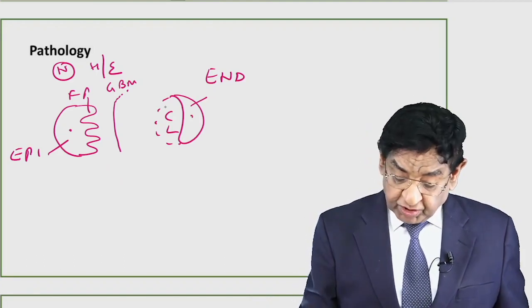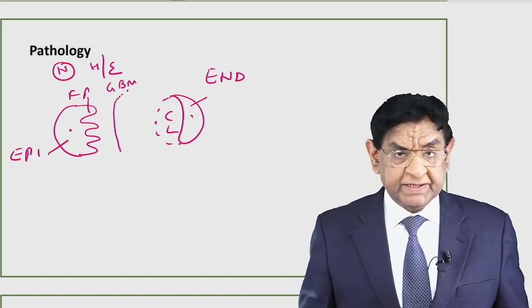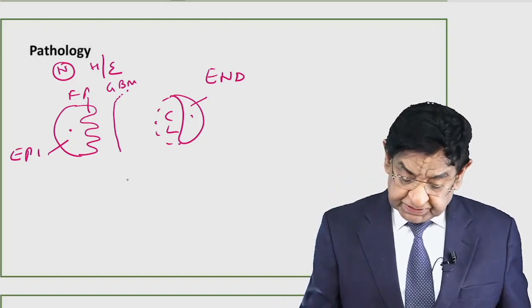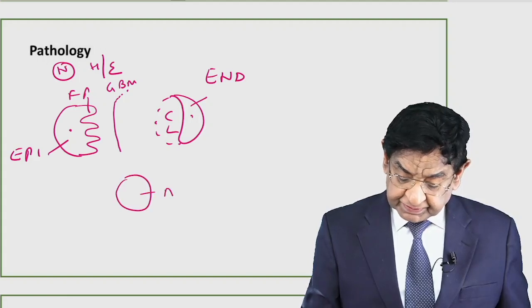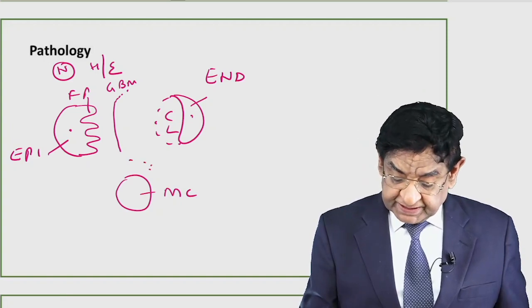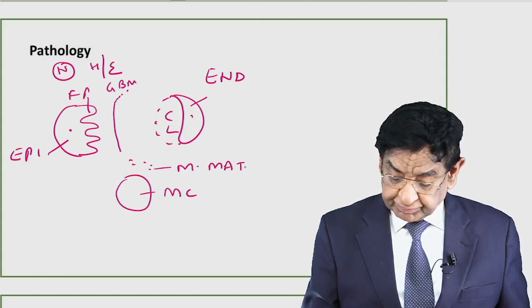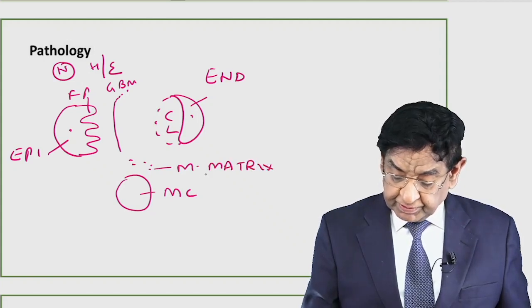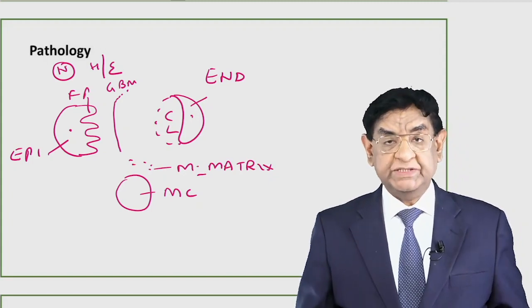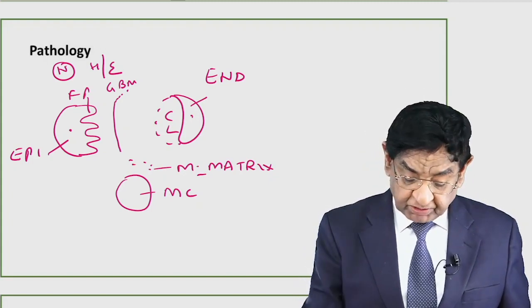And this is the wall of the capillary which is facing toward the basement membrane. It is this particular entity which has the pores. This is the mesangial cell. MC stands for mesangial cell. And here is the connective tissue, the so-called mesangial matrix. Okay, so this is normal histology. Now what happens in membranous? Now let's look at the pathology.